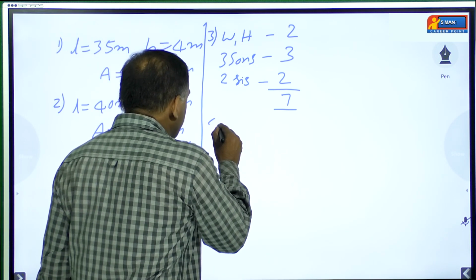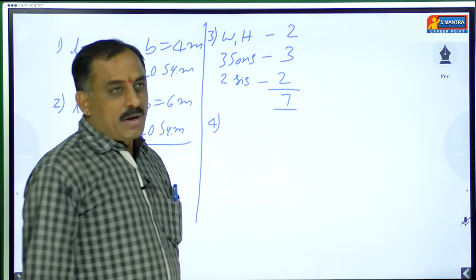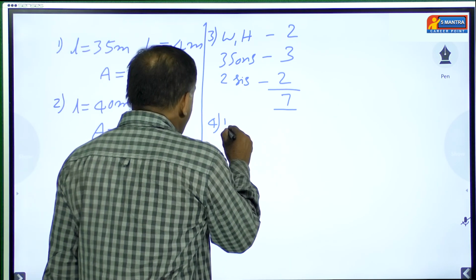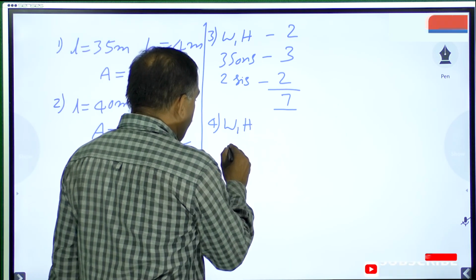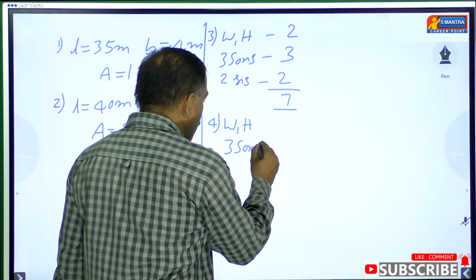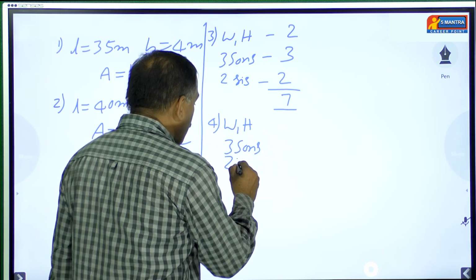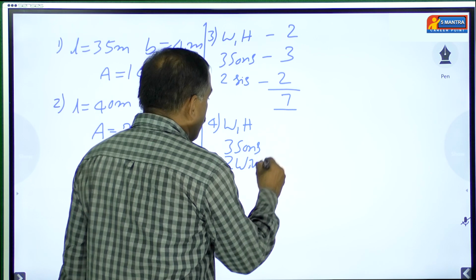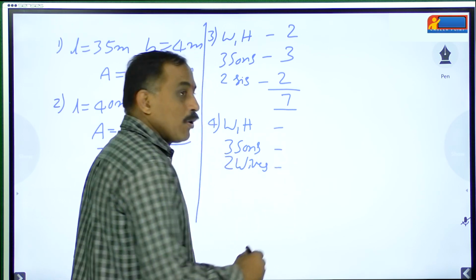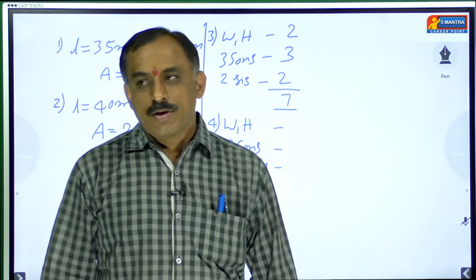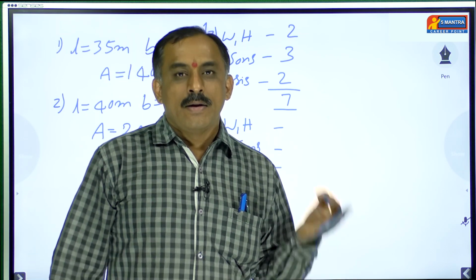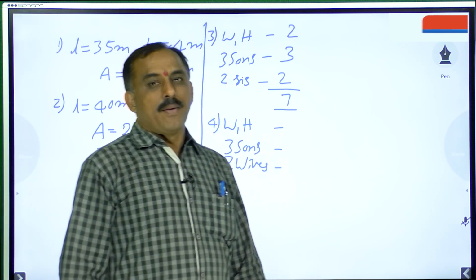And finally, the last question, the fourth one. In your family, wife and husband are there. They have 3 sons, and each son has 2 wives. Now tell me, how many members are there in the family?